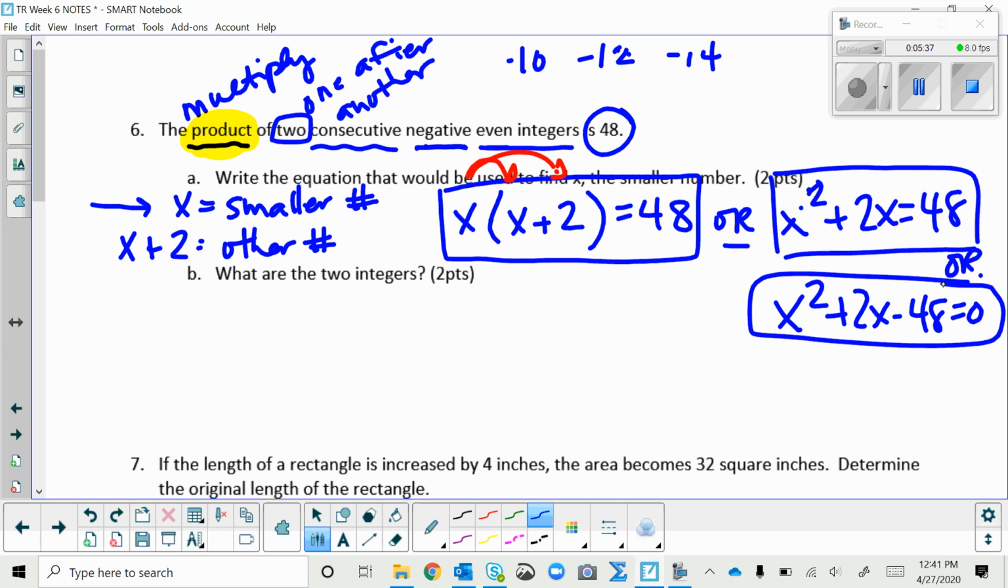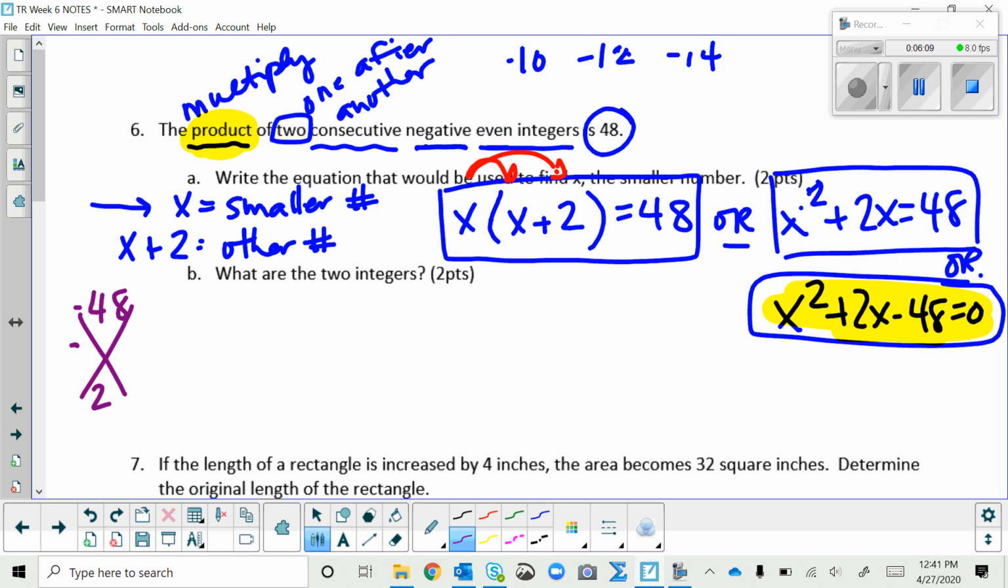Part B says, what are the two integers? And I hope when you solve this form, this third form that I gave you as an option, looking at that, your brain should be firing at you that you can factor and solve that using your cross method. So that's what we're going to do next. So I need to know what two factors multiply to negative 48 and add to positive 2. So pause your video and figure that out for a second.